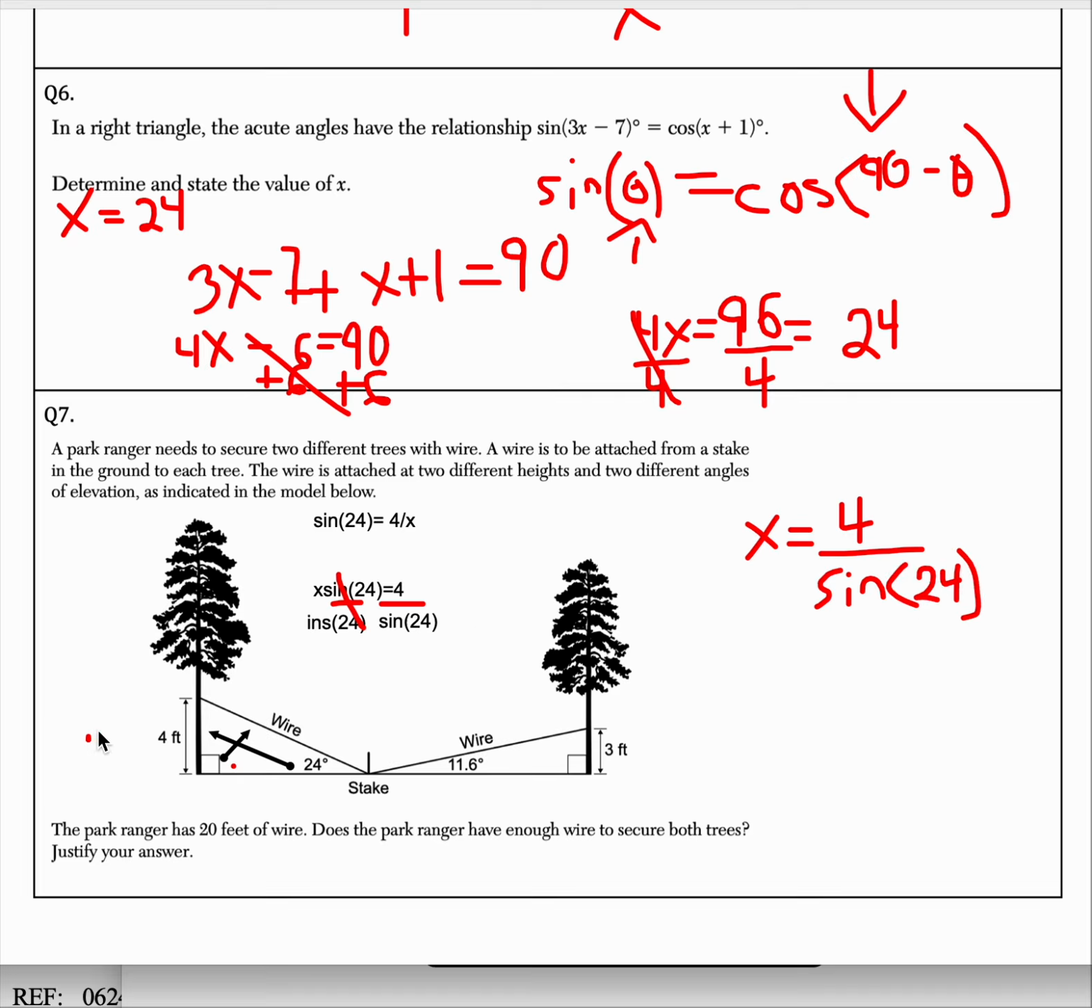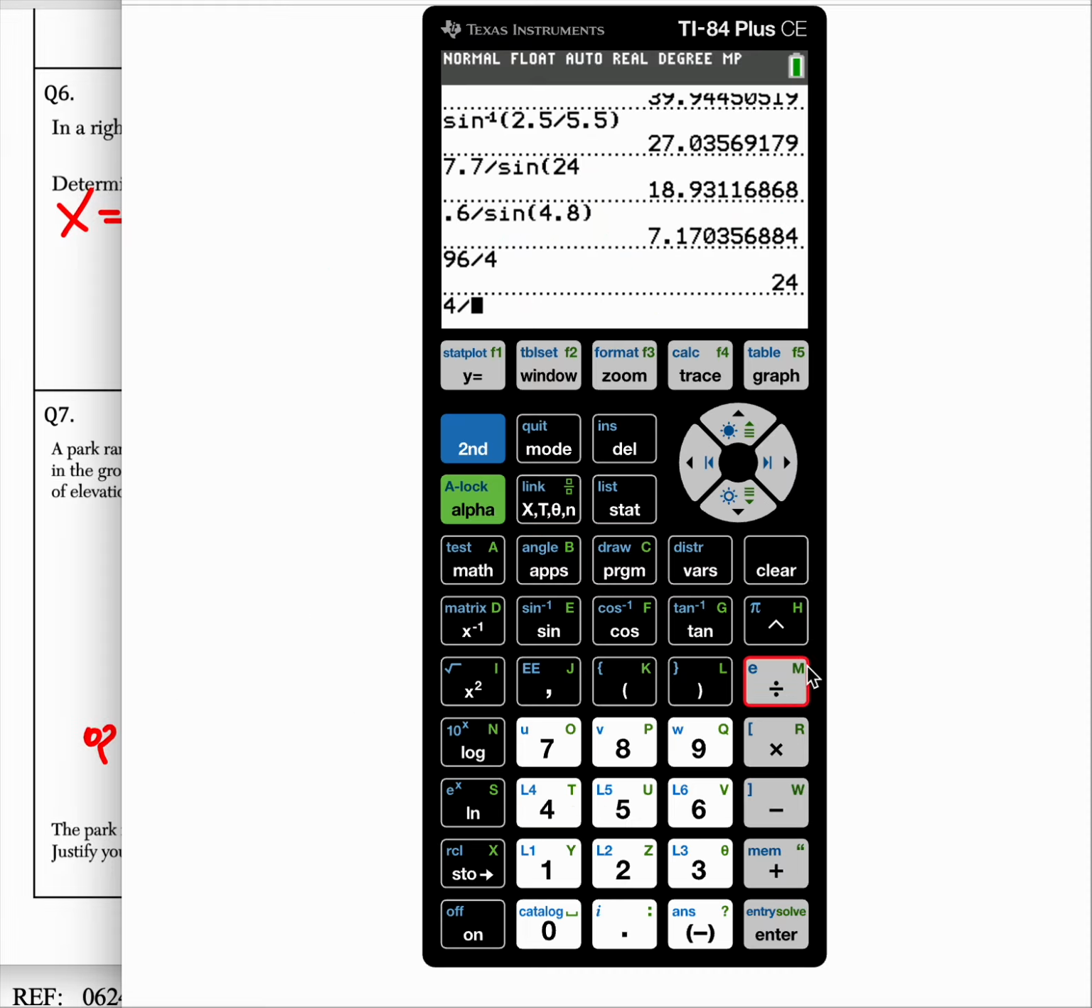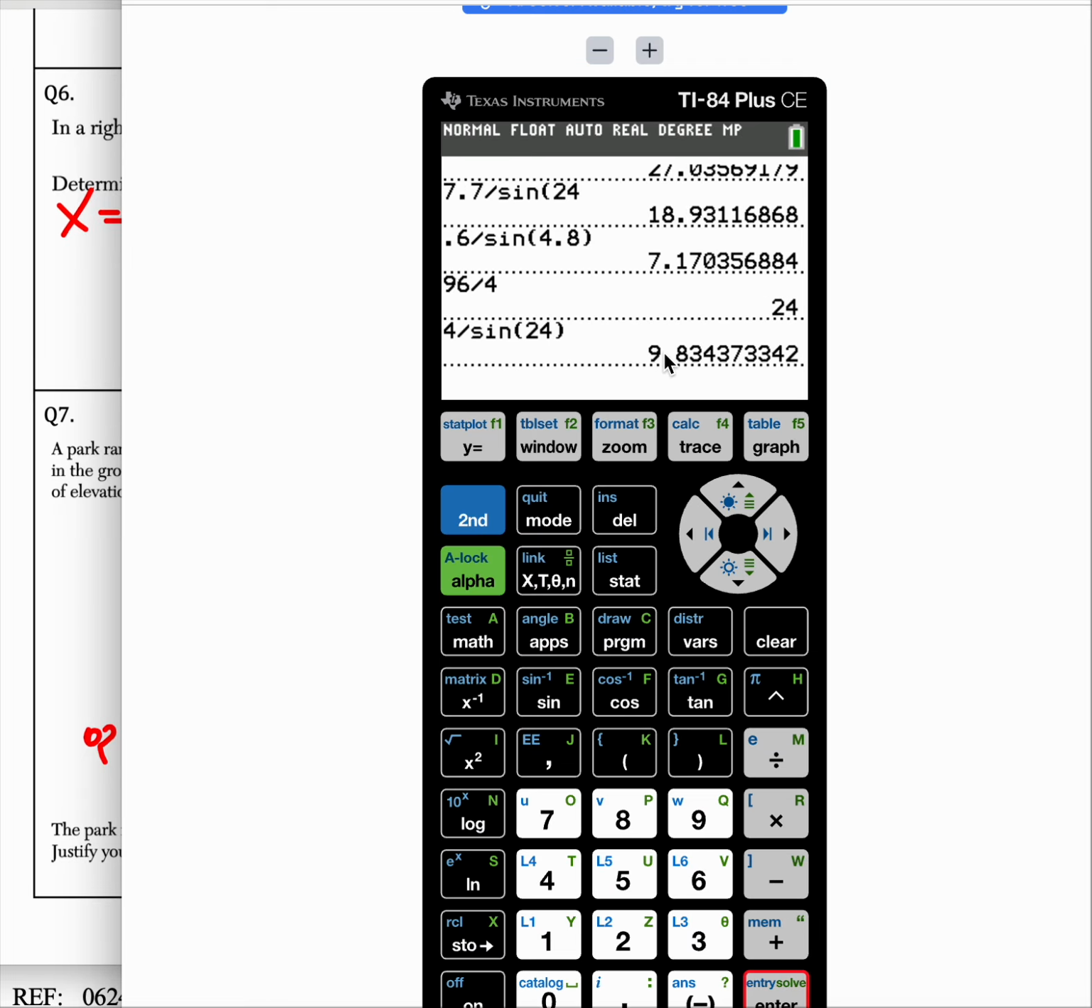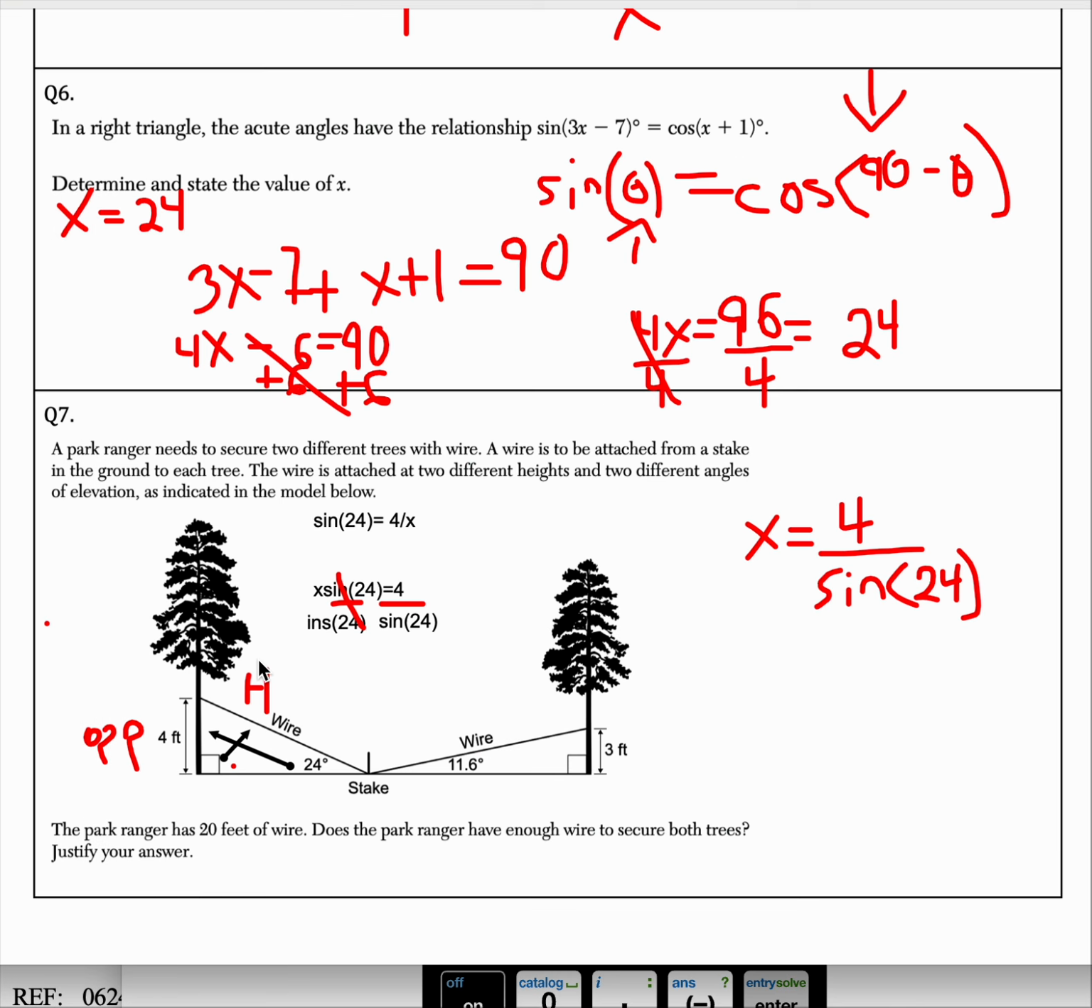And remember to label this opposite. I went a little fast, and this is hypotenuse. Okay, so we have 4 over sine 24. And that's 9.83. I like to use 2 decimal places.